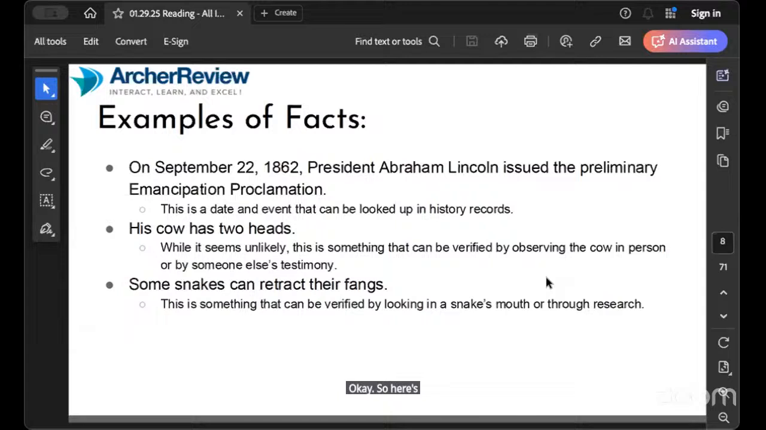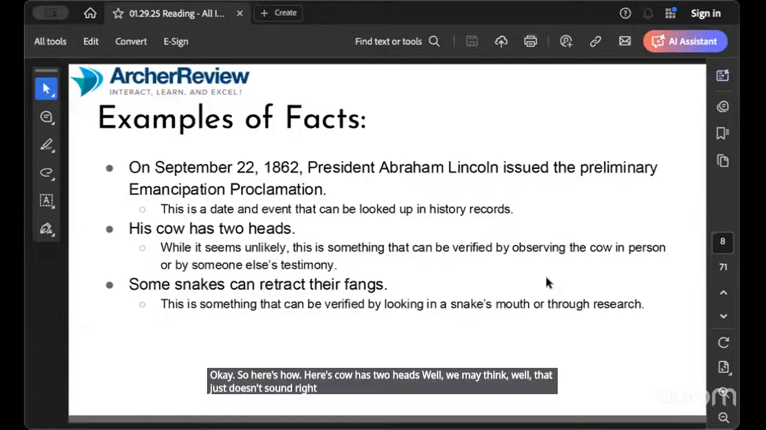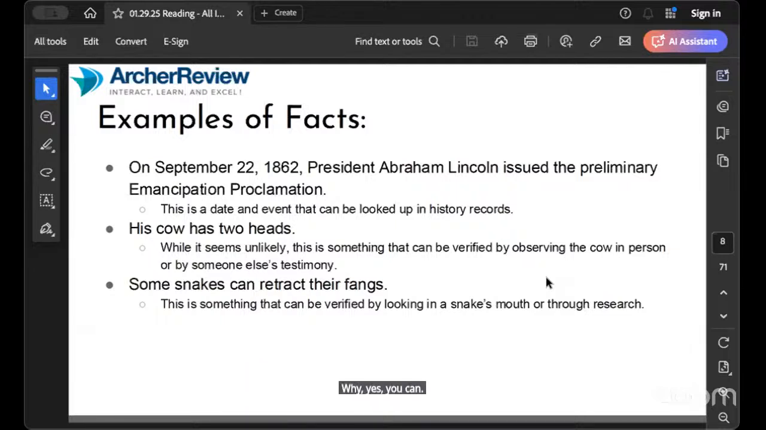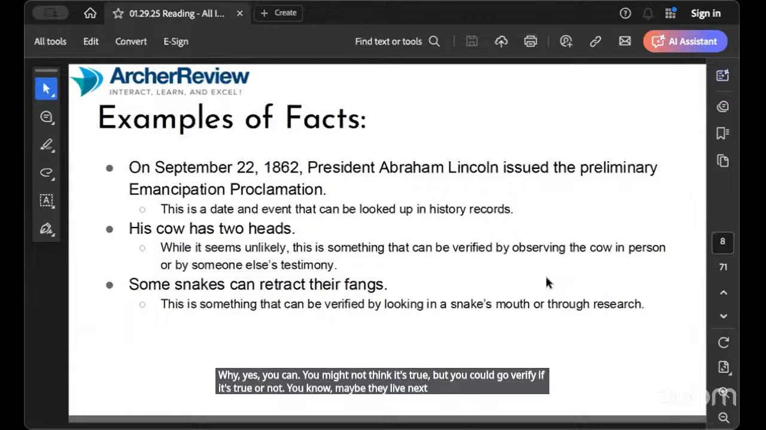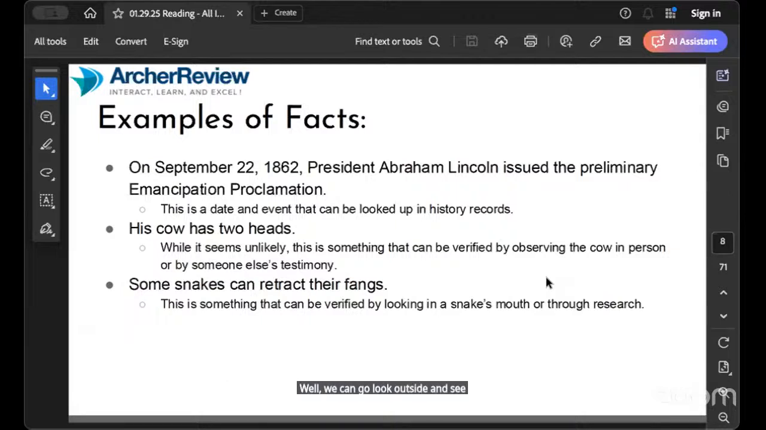So, his cow has two heads. Well, we may think, well, that just doesn't sound right. Okay. But can you go look outside in the field and see if that cow has two heads? Why, yes, you can. You might not think it's true, but you could go verify if it's true or not. Maybe they live next to where an asteroid hit down or something, or a power plant. Well, we can go look outside and see if that cow has two heads. Or we can take someone's factual testimony.